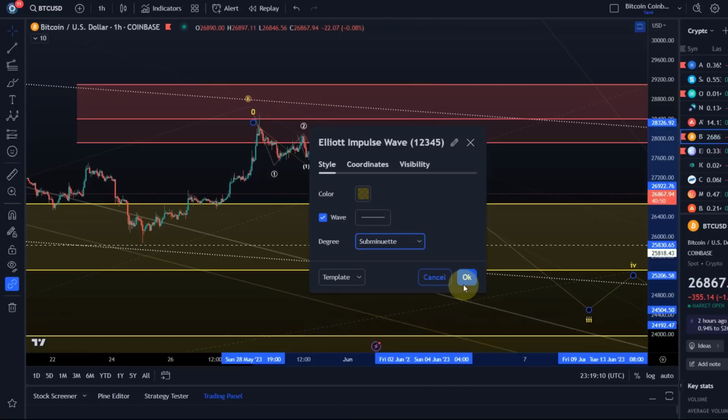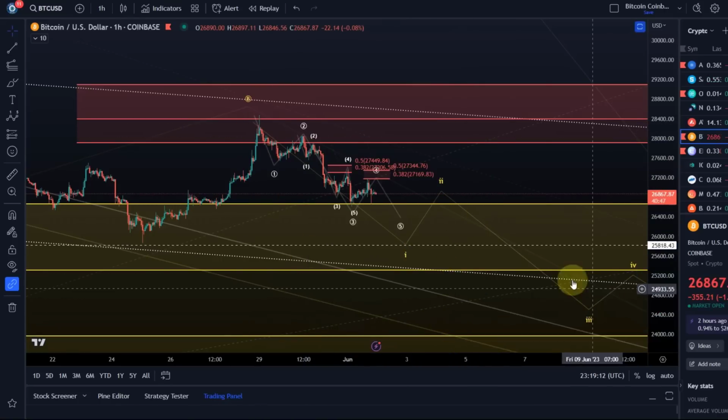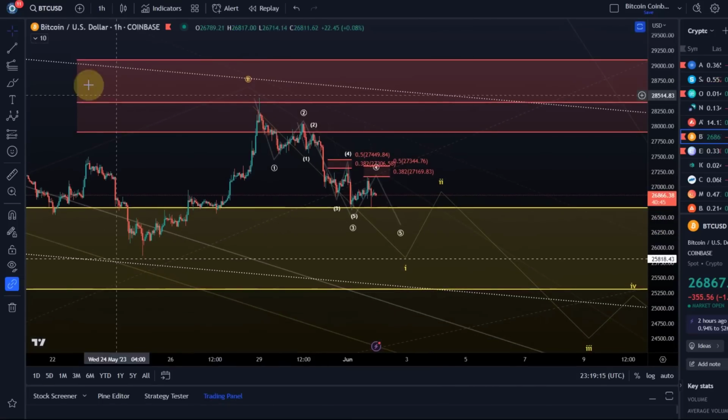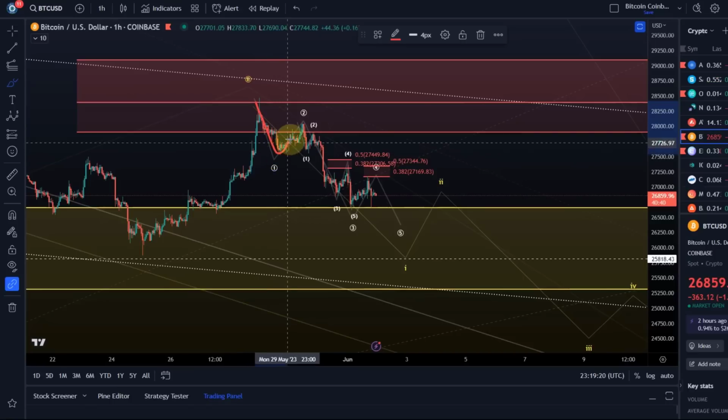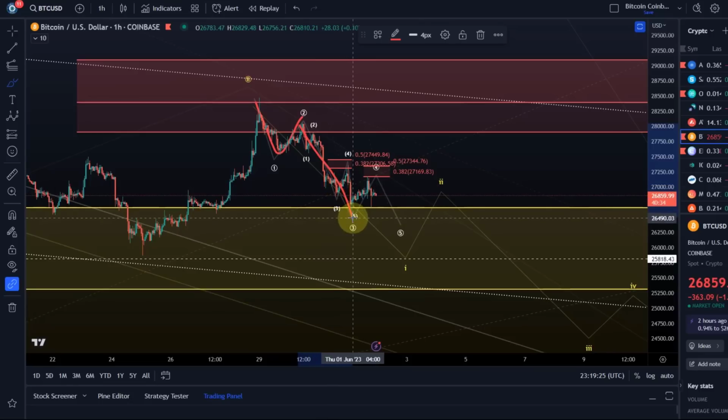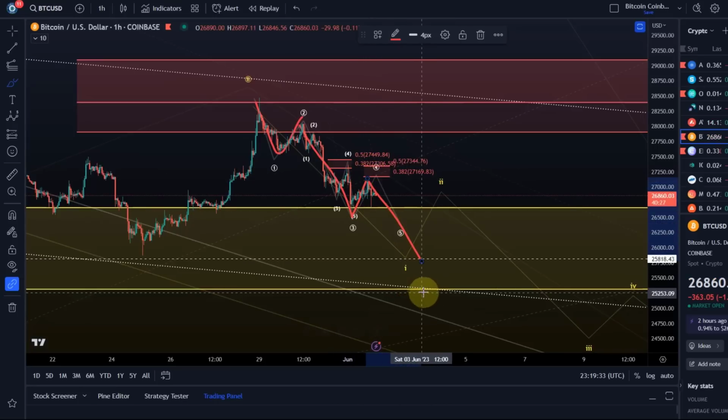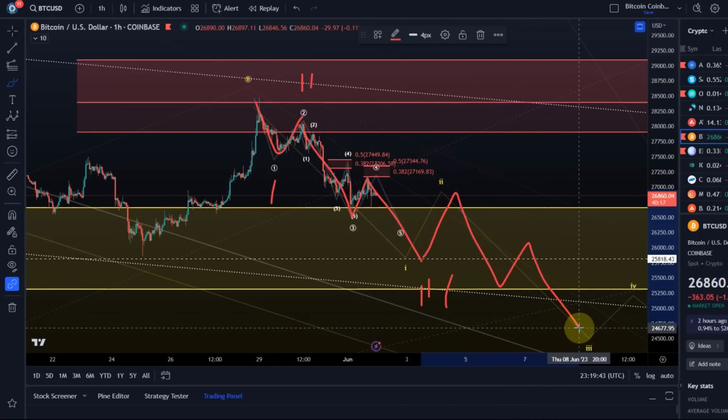The other interpretation would be that the move down here is an ending diagonal. I have already changed it on the Ethereum chart, and the idea would be that this is a 1, this is a 2, and then this move down was just an A wave of wave 3. B wave of wave 3 might have topped already, and next we get down in a C wave of wave 3, and then we have a 1, 2, 3, then we get a 4 and an A, B, C in wave 5, and that would take us down nicely into that area.